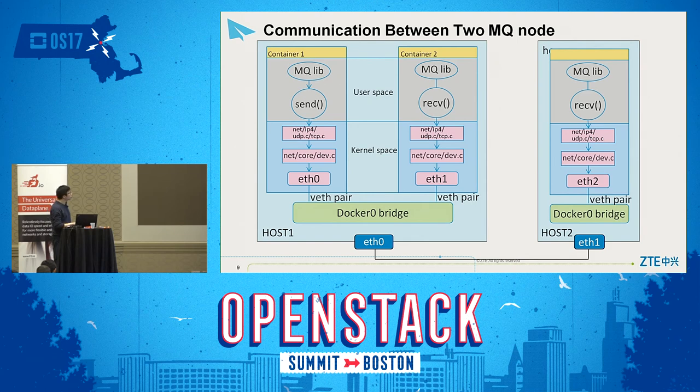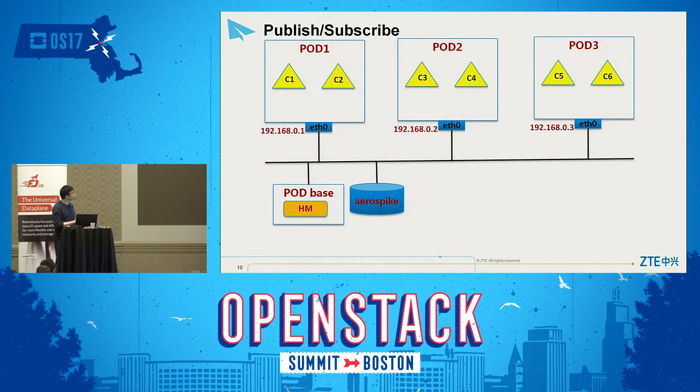So we decided to reform the MQ lib based on VPP, not based on the Linux socket. Here is an example. There are three ports, port one, port two, and port three. Also, we have a port base. In the port base, we have an HM node. It means the health monitor.